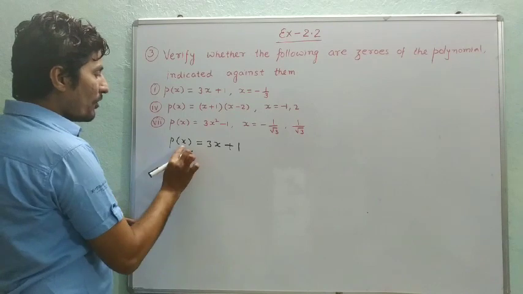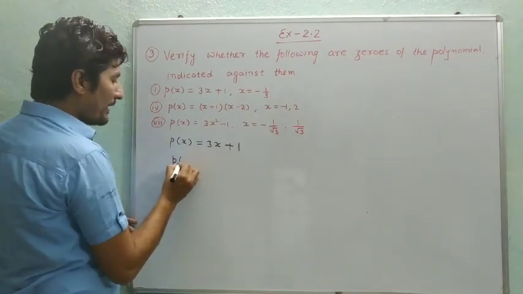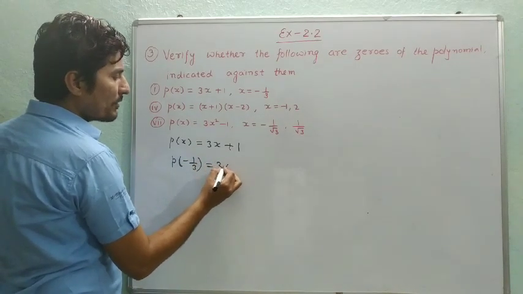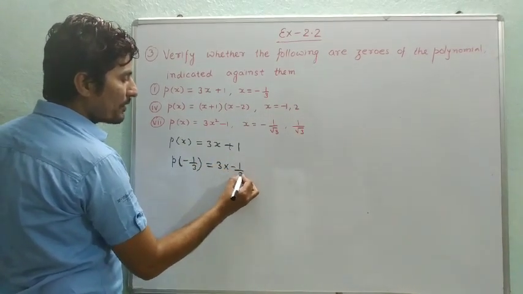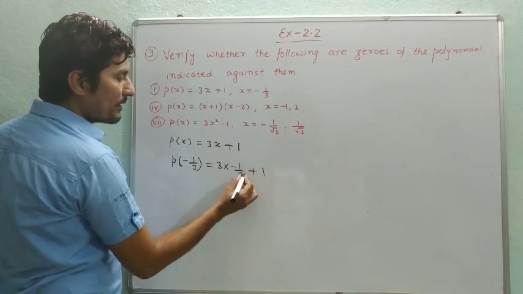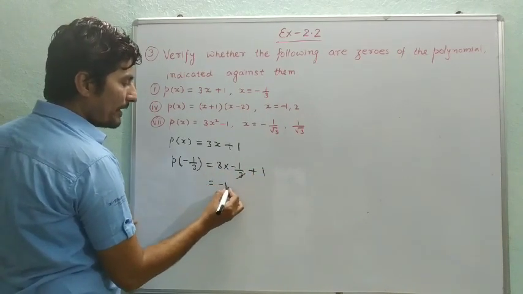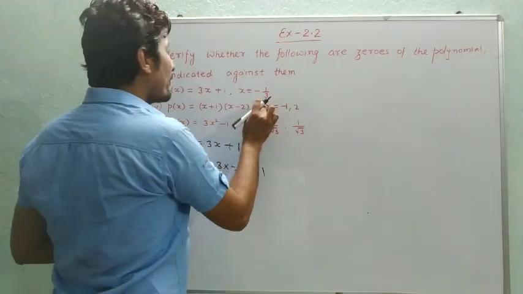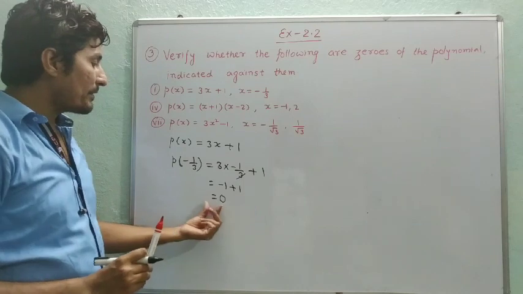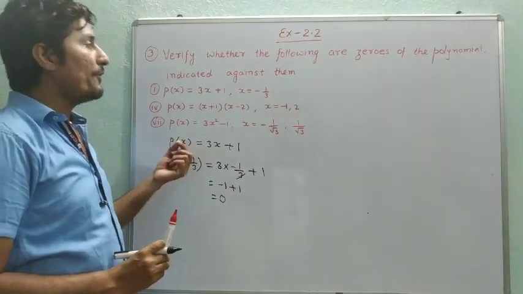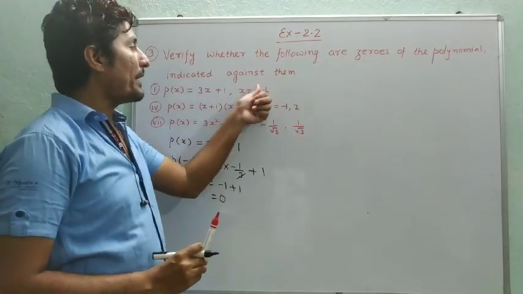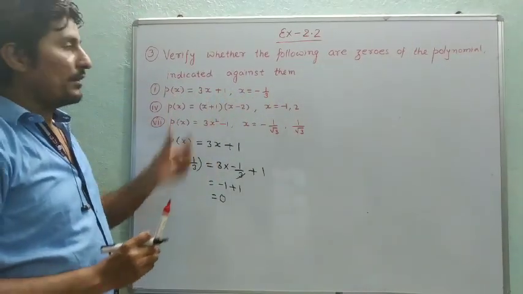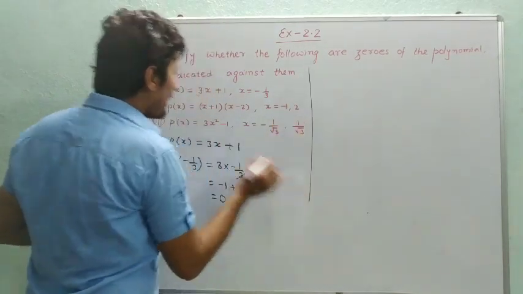Now P will be as it is. On the place of x, we have to place minus 1 upon 3. 3 will be as it is. On the place of x, we are placing minus 1 upon 3. Plus 1 will be as it is. 3 cancels. Finally, we have minus 1 plus 1. And here we have 0. After putting this value in the given polynomial, we get 0 as a result. That's why we can say that x equals minus 1 upon 3 is the zero of this given polynomial. Now we have to take the second question.